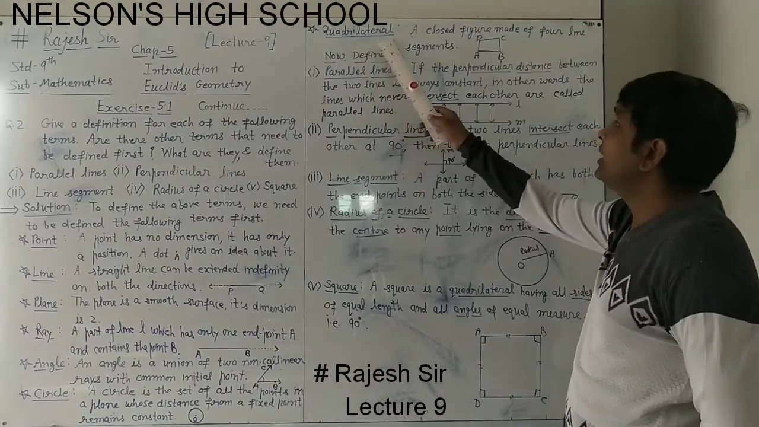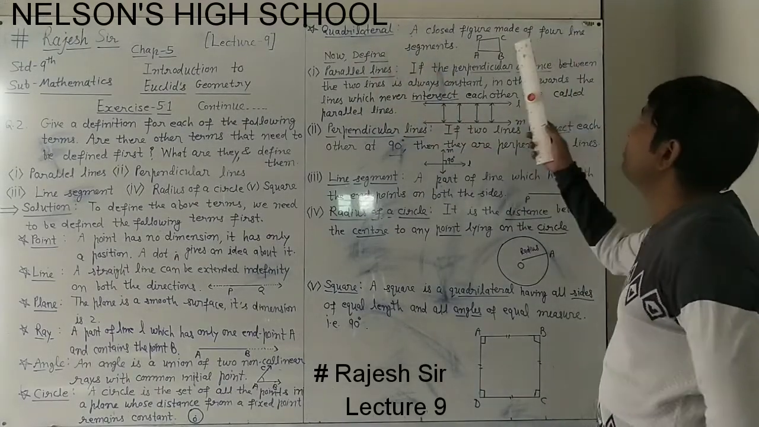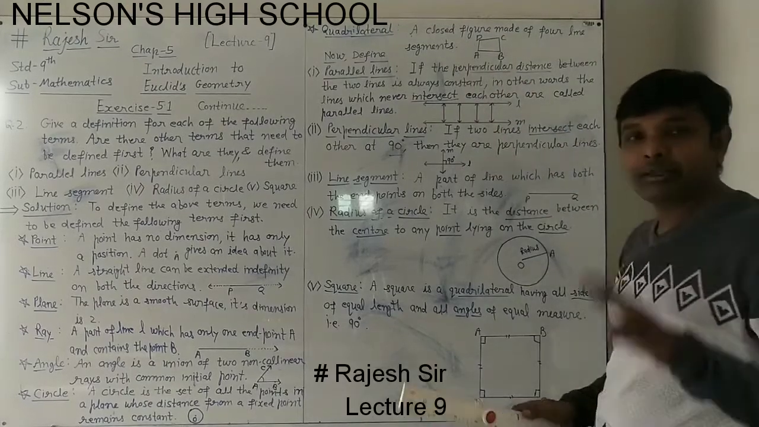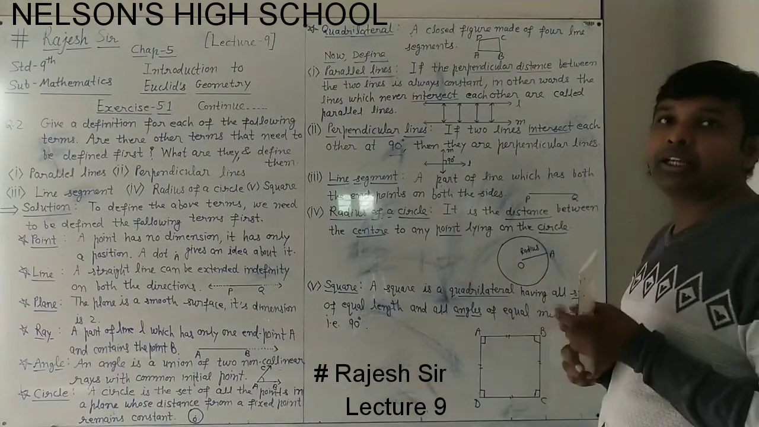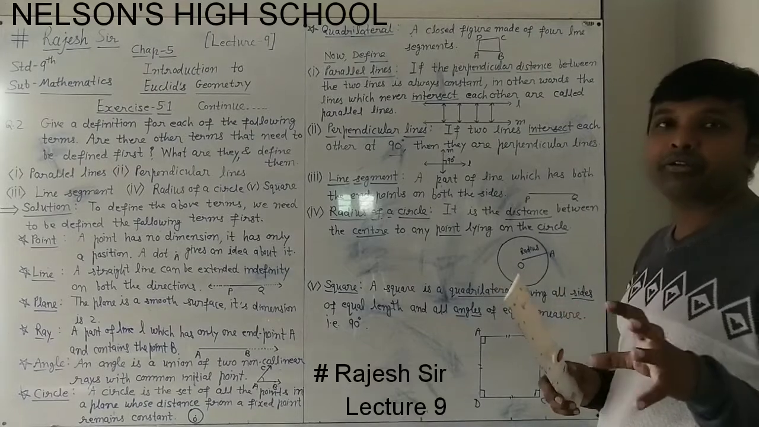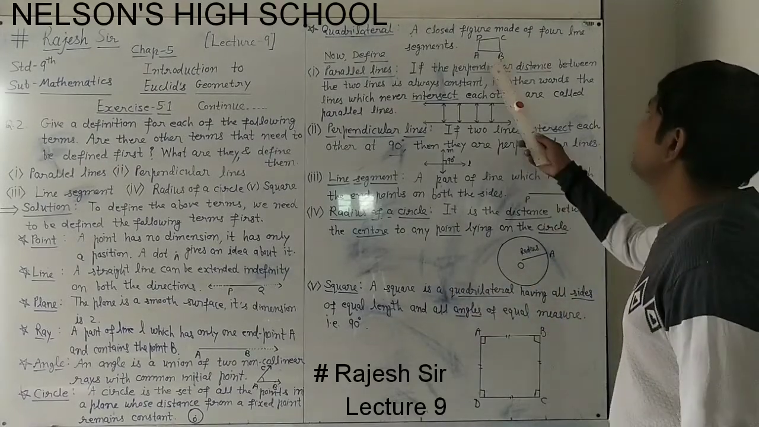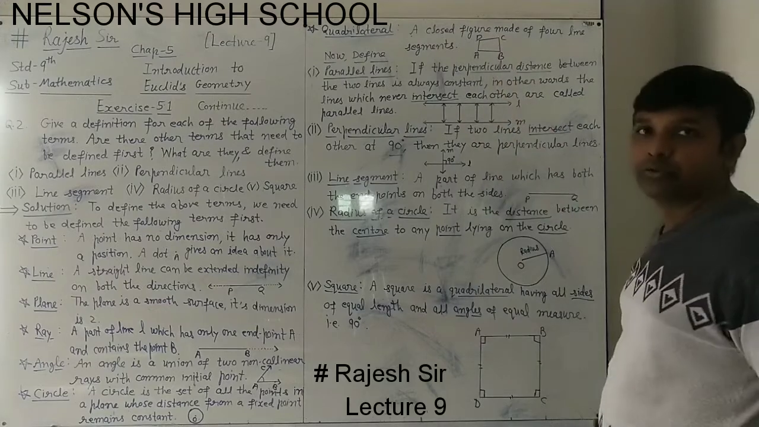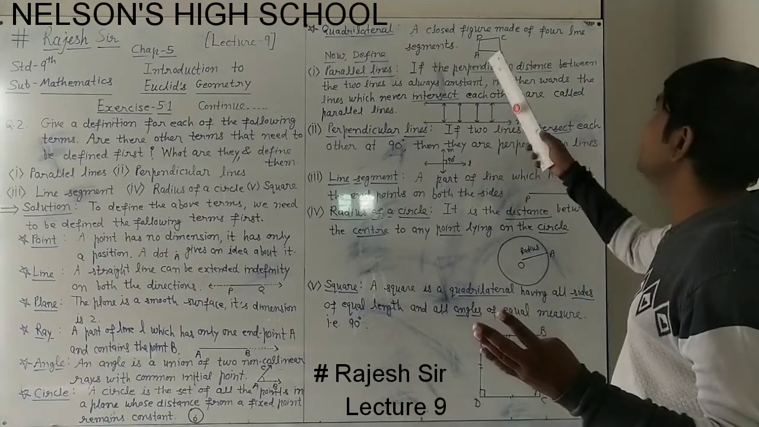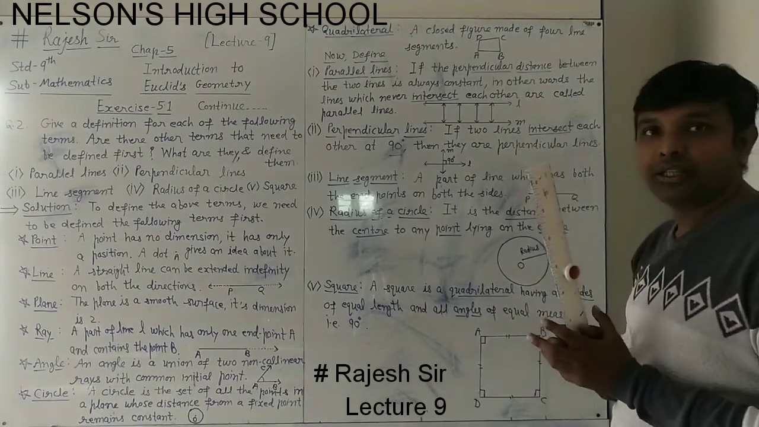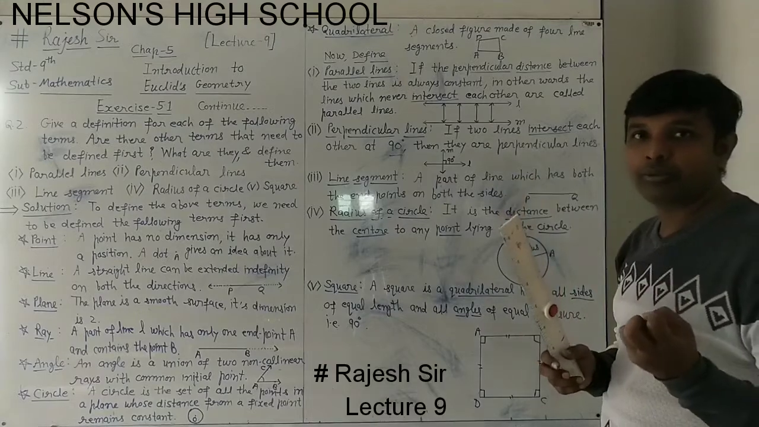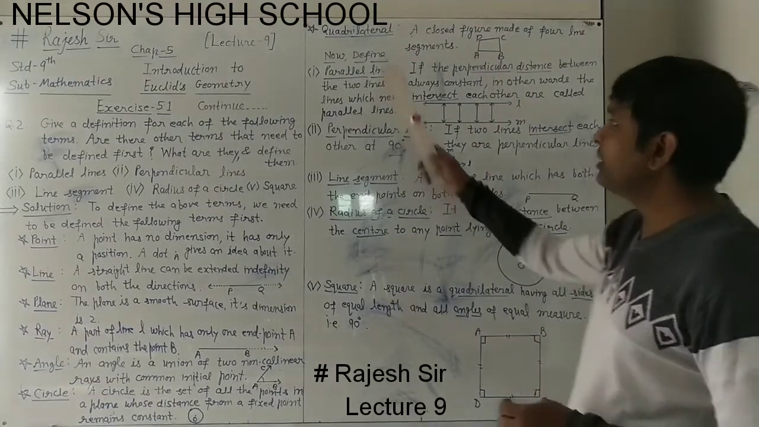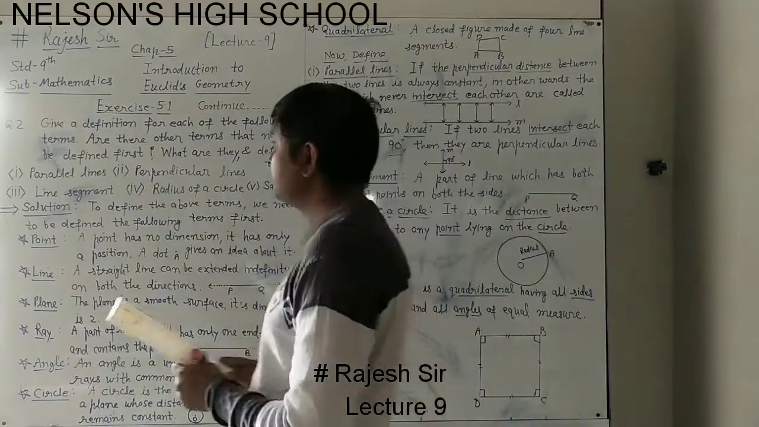Next definition is quadrilateral, a closed figure made of 4 line segments. If we join 4 line segments together and make a closed figure, it is called a quadrilateral. You can see AB, BC, CD and AD. 4 line segments we have, and they are joined together so that we obtain a closed figure. This is called a quadrilateral. Now we will define one by one all 5 terms.